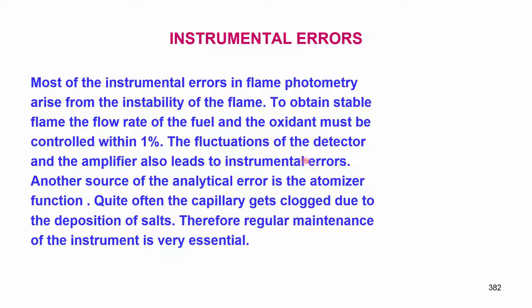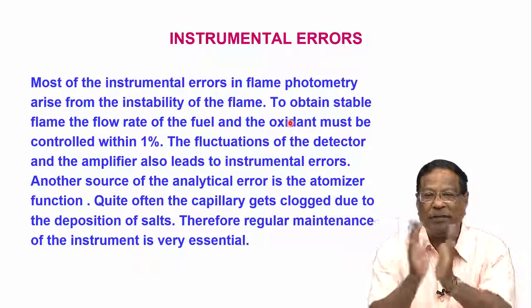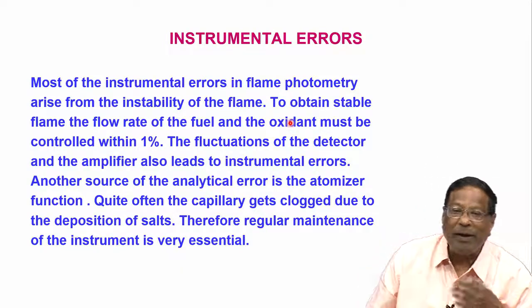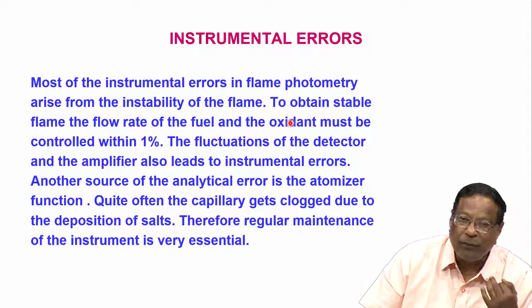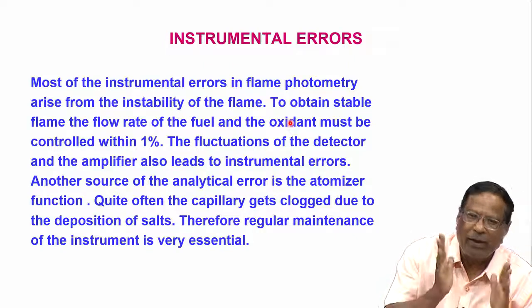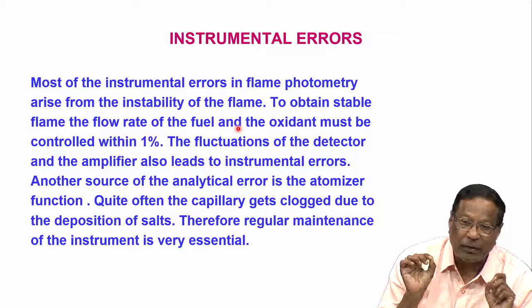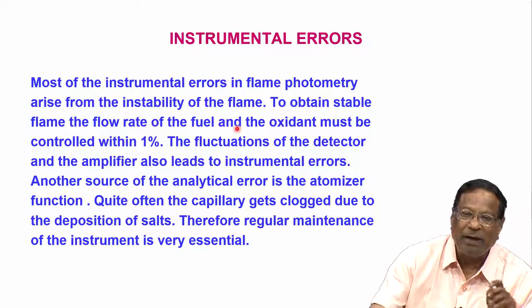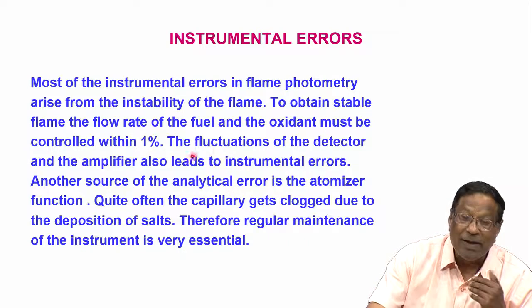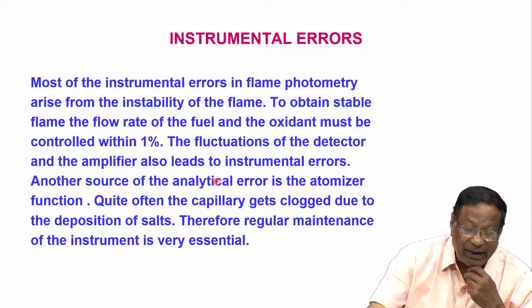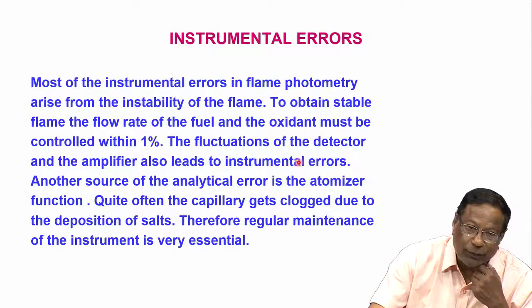So, instrumental errors arise from the instability of the flame, because the flame itself can vary like this, depending upon the gas flow. So, oxidant flow and gas flow should be extremely steady during a flame atomic emission measurement. To obtain a stable flame, what do we need? The flow rate of the fuel and oxidant must be accurately controlled within plus or minus 1%. If that is not the case, then there could be a certain amount of variation in the flame stability. The fluctuations of the detector and amplifier also lead to instrumental errors. So, we need a double beam instrument to take care of the detector and amplifier fluctuations from time to time.